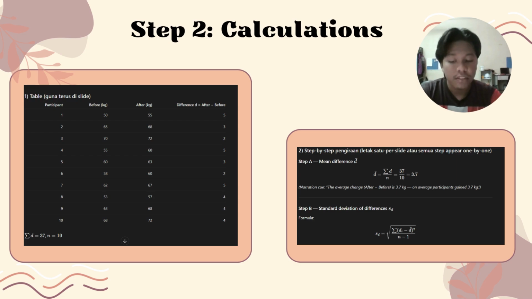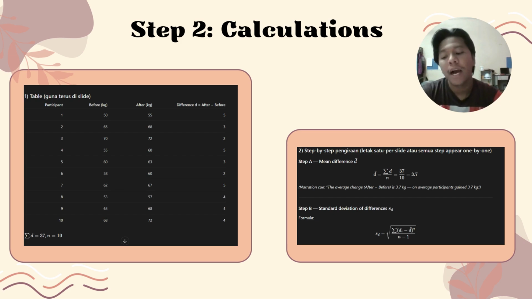So we're going to go through how to get the mean difference. Mean difference equals sum of d over n. So we put in all of the things that we got, and we're going to get 37 over 10, which equals 3.7.